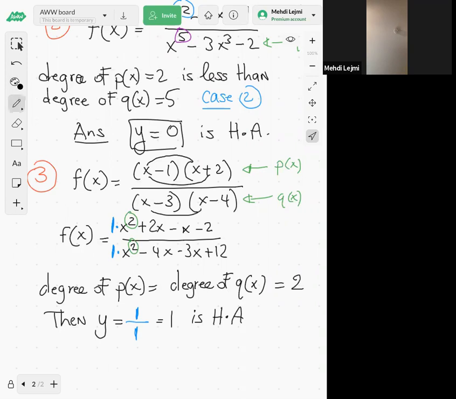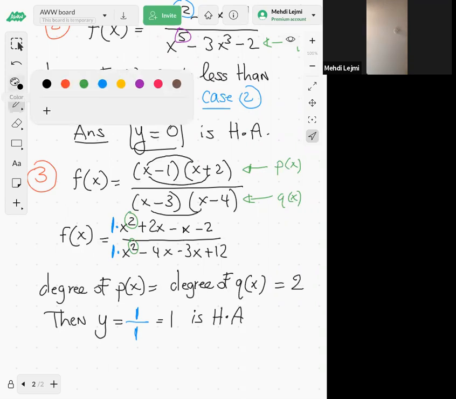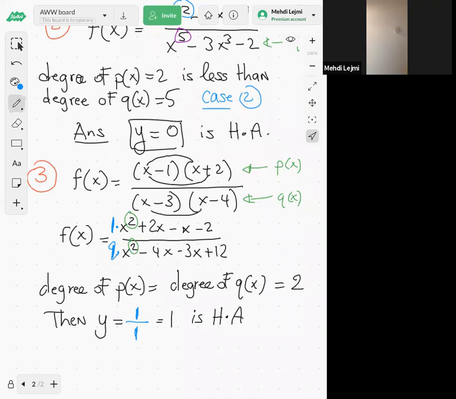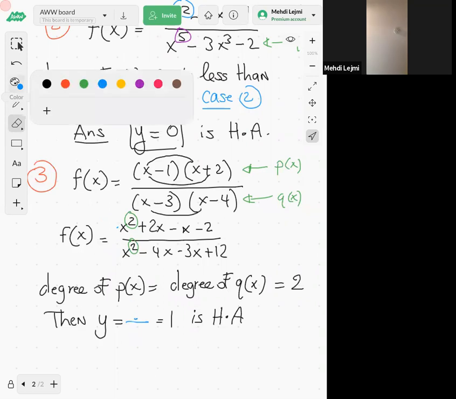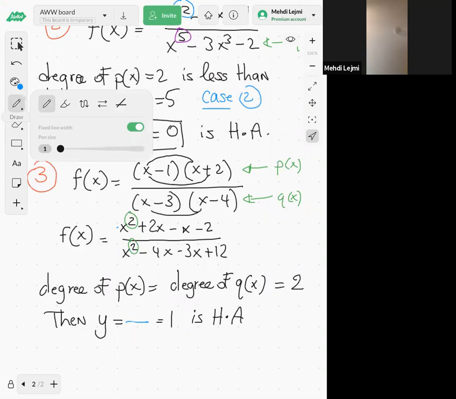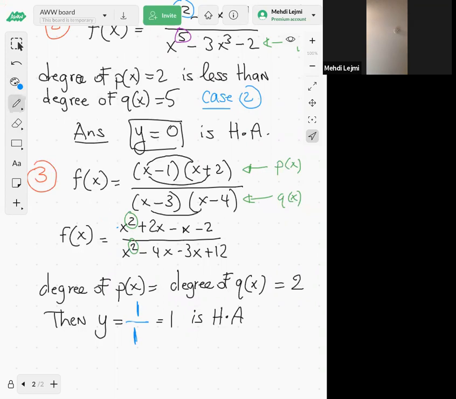So you take the ratio between the leading coefficients. Of course, if I had 2x squared here, that would be 2 here, or if I had 3 in the top, that would be 3 in the top. Here, of course, it's just 1 in the top and 1 in the bottom. So that's my horizontal asymptote. Okay, so we are done actually.